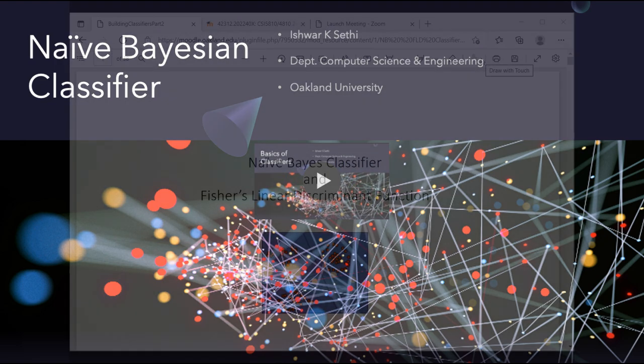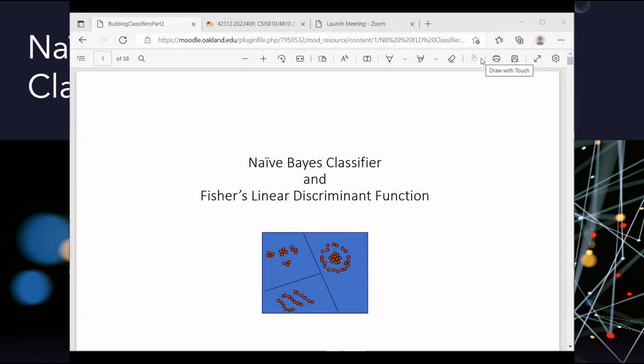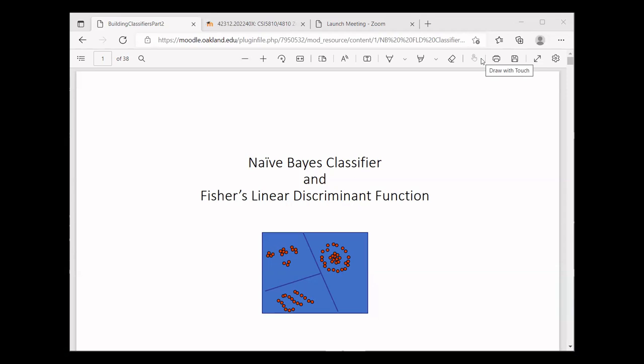Today we'll talk about Bayesian classifier, and hopefully after that we'll be able to talk about Fisher's linear discriminant function.